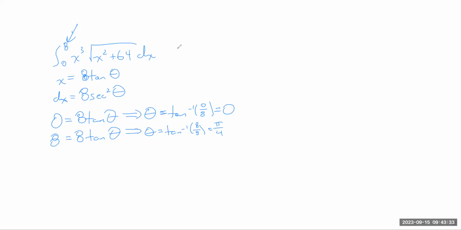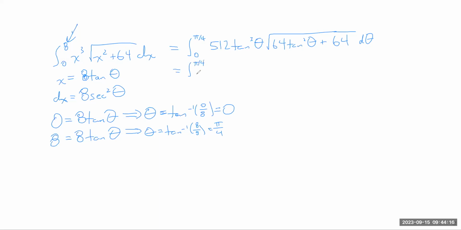So we've done a lot of things here to transform this integral. So the integral from 0 to pi/4. X cubed becomes 512 tangent cubed theta times the square root of 64 tangent squared of theta plus 64. 64 times 8 is 512, right? I'm going to leave it until someone says otherwise. I'm pretty sure that's right.